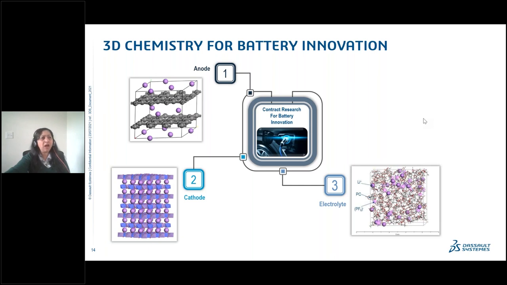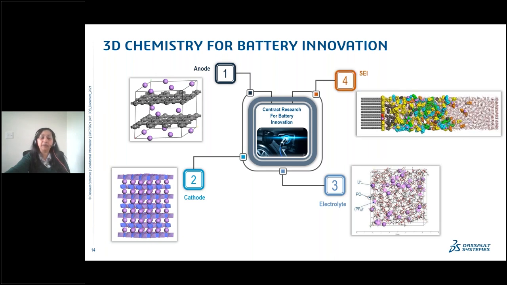The most complex subcomponent of the battery is the SEI. For this, we have well-validated methods to simulate the formation, growth, and degradation. This is something even experiment finds very difficult to characterize, the SEI. So this is a method to get a good SEI from our first principles simulations.